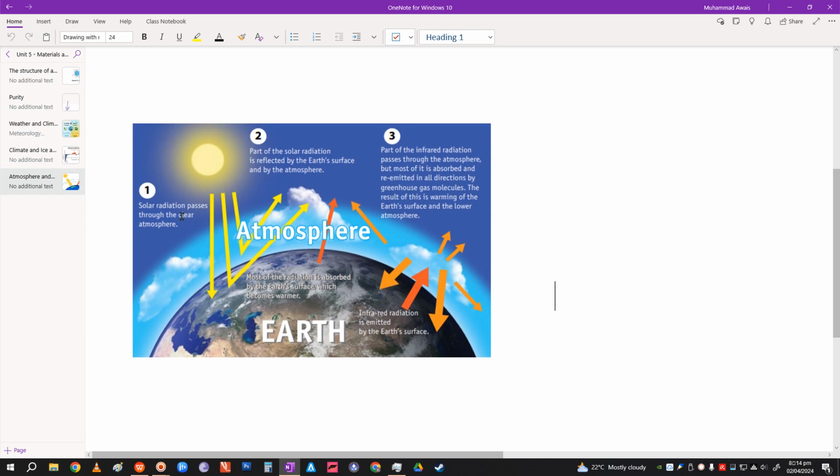So what really happens is that solar radiation passes through the clear atmosphere during the day. Part of the solar radiation is reflected by Earth's surface and by the atmosphere, right? Some of it is reflected back. Now, part of the infrared radiation passes through the atmosphere, but most of it is absorbed and re-emitted in all directions by greenhouse gas molecules, right? The result of this is warming of the Earth's surface and the lower atmosphere, right?